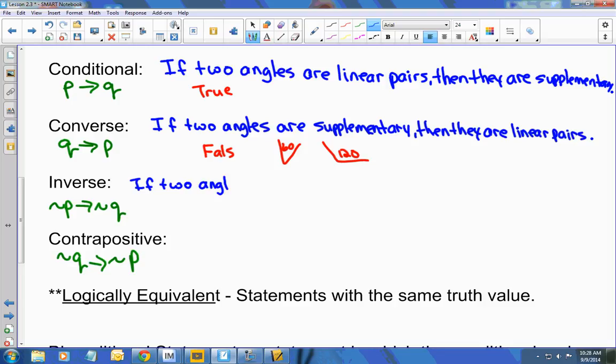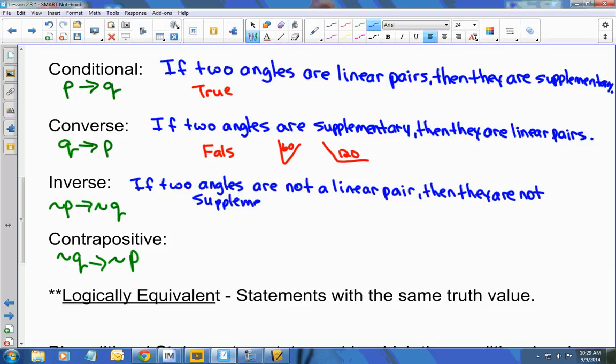If two angles are not a linear pair, then they are not supplementary. True or false? That is false as well.